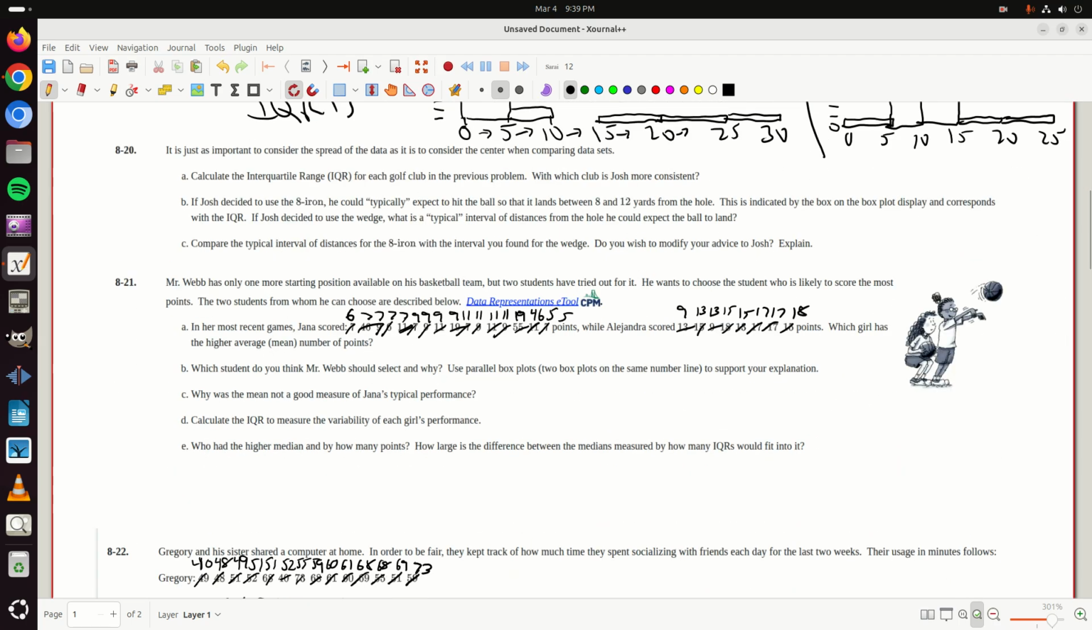Problem 8.21 says Mr. Webb has only one more starting position available on his basketball team, but 2 students have tried out for it. He wants to choose the student who is likely to score the most points. So the 2 students from whom he can choose are described below. In her most recent games, Jana scored this many points, while Alana scored this many points. Again, I already put them in order from smallest to biggest. Which girl has the highest average?